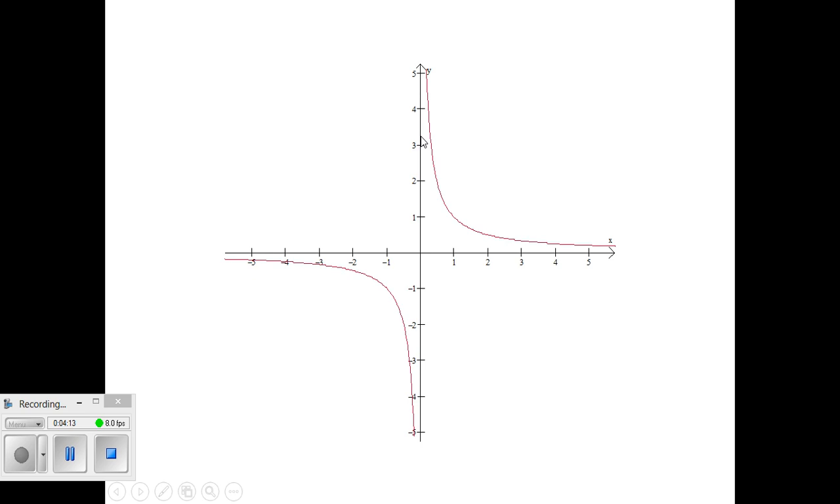Here's our good friend 1 over x. Not defined at x equals 0. Okay, we accept that because we know x can't equal 0. Can't divide by a negative, right? Or rather, it can't divide by 0, mind you, okay?